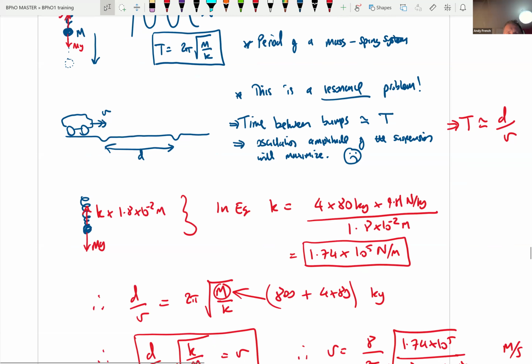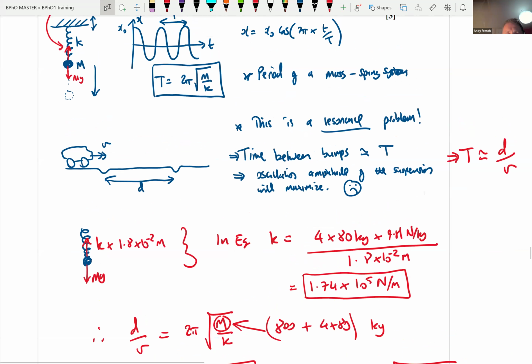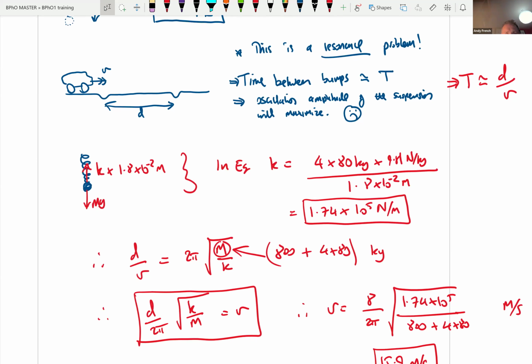Yeah, so basically what we want is the time between the bumps, which is going to equal the period. That's the crux move of this problem. I think if you've stated that, you definitely would get a mark, I imagine. So the time between the bumps is going to be equal to the period of the oscillations of your mass spring system. That's the key point. All right, and time is just going to be the distance divided by the speed.